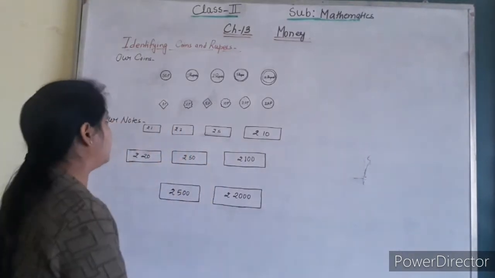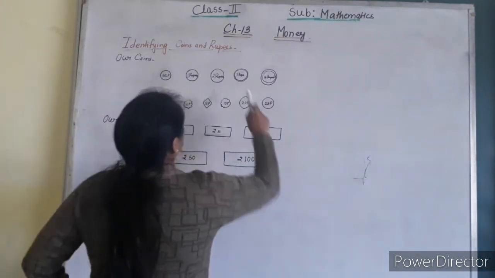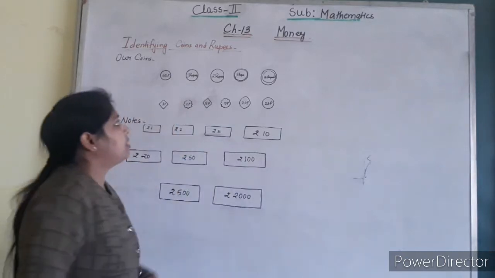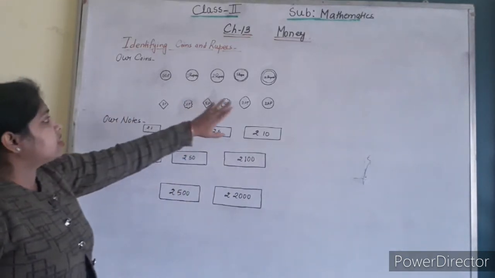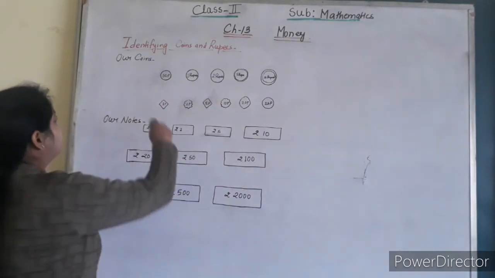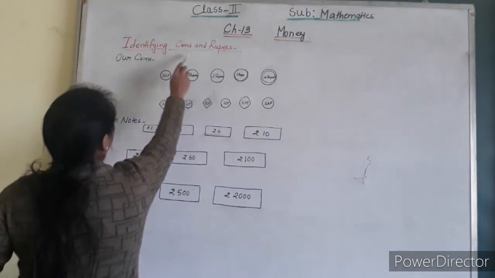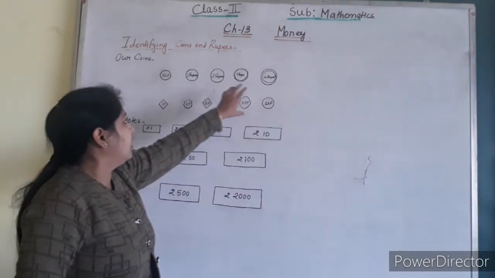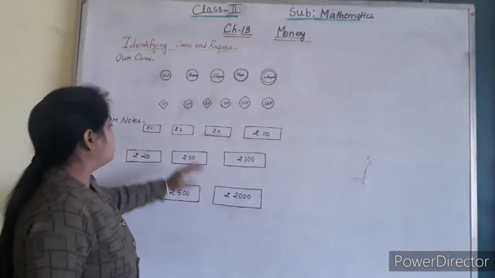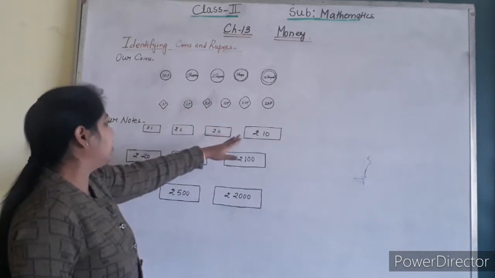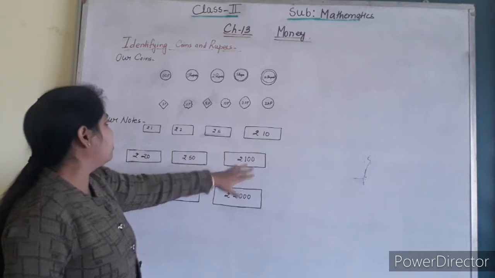Friend, today I am going to take you to the next class of maths. That is chapter 13, money. This is your new chapter. Today I am going to discuss the money. Here, the first topic is identifying coins and rupees. So I have drawn some coins and some notes. I am going to explain how you will identify these coins and the rupee notes.